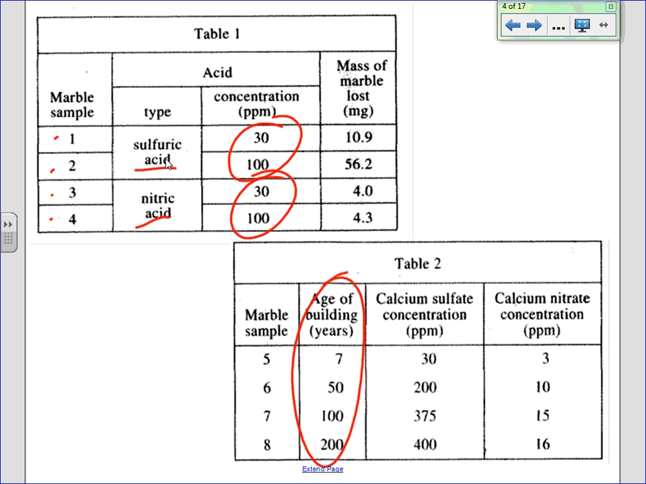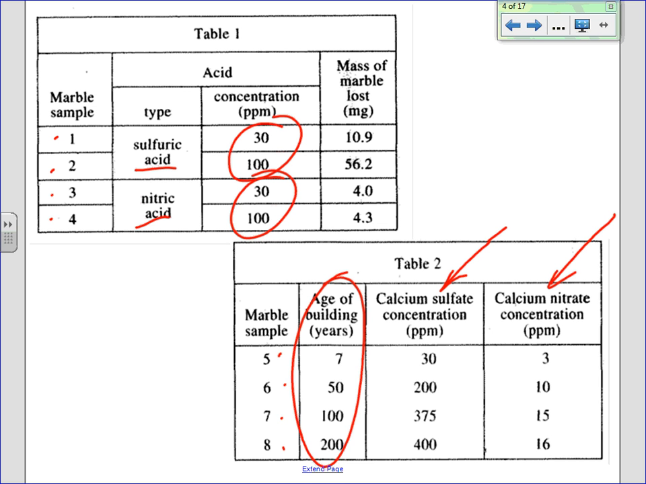So we see they changed the building chunks. They came from different ages, but what did they measure about each chunk? They changed the chunk of building, so either chunk 5, chunk 6, chunk 7, chunk 8, all the different buildings. They measured the amount of calcium sulfate and calcium nitrate. So on each sample, they found out how much calcium sulfate and how much calcium nitrate was on the outside of each sample.